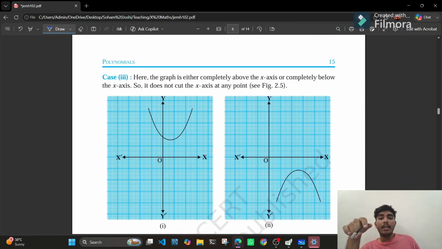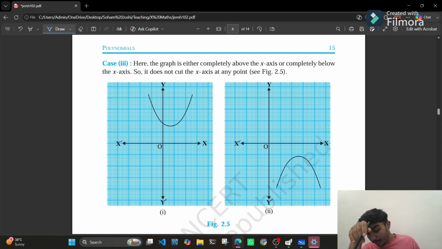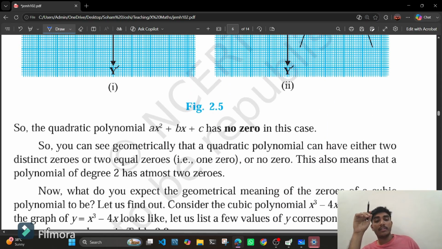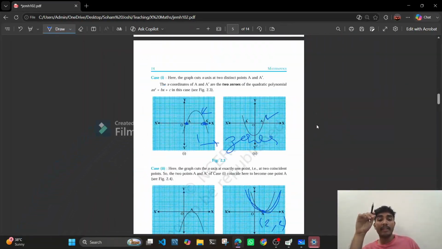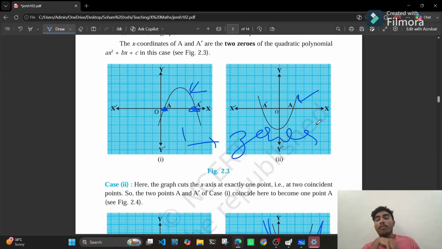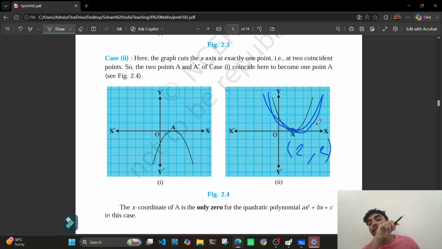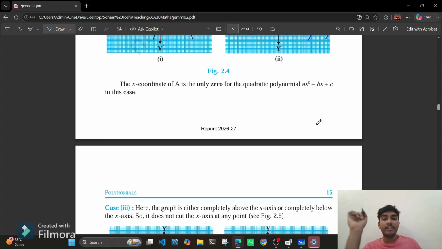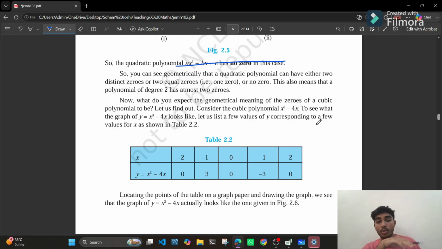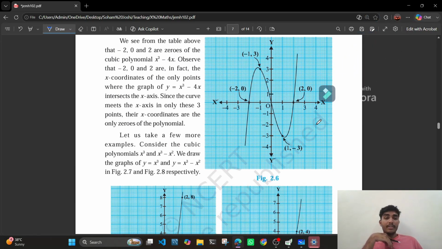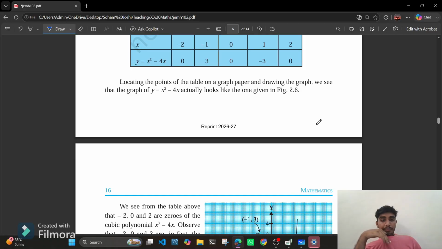Okay, and if your parabola does not touch or intersect the x axis, you do not have a zero in this case, so the polynomial has no zero. So basically we have seen three cases: if the parabola intersects the x axis at two points, we have two zeros. If the parabola just touches the x axis at a point, we have one zero. And if it does not touch the x-axis, we have no zeros. Okay, I hope this much is clear for now.